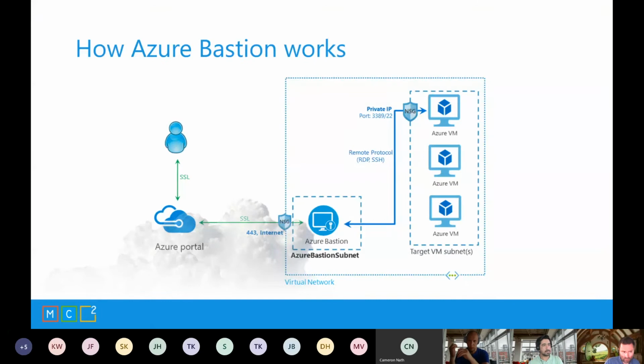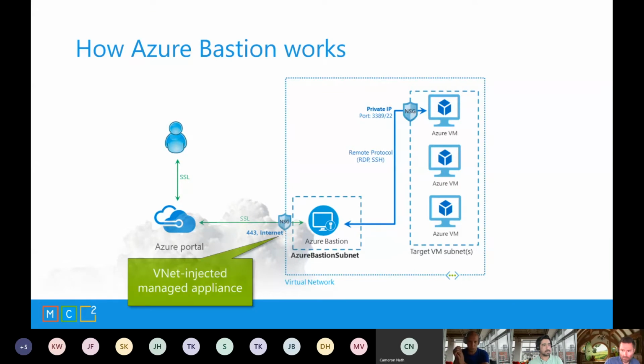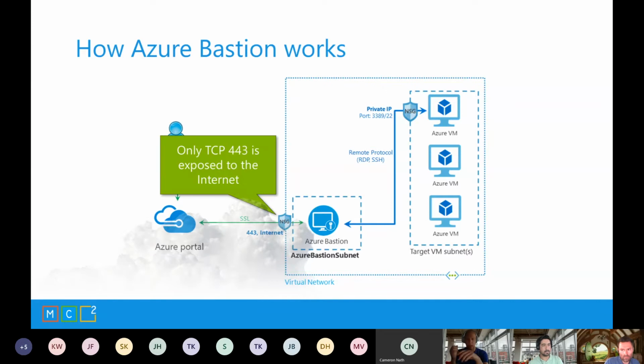Now, let's see how it works. As you can see on the right-hand side, we have our virtual machines. We have an appliance, a managed appliance from Microsoft, which will be injected into our VNet. Once it's injected, you will see that there's a HTTPS public IP, which will be introduced into your VNet, which is exposed to the internet, of course, because you still need to be able to connect, but instead of assigning it to your virtual machine, it's assigned to the Azure Bastion.